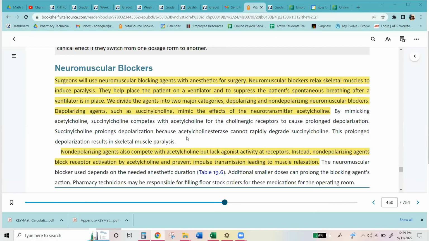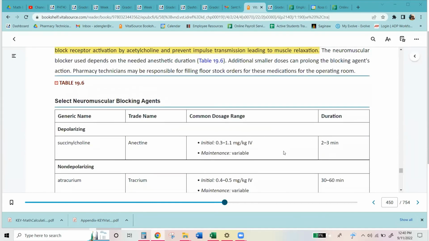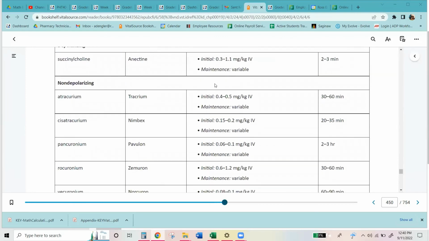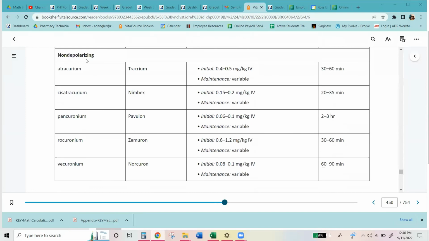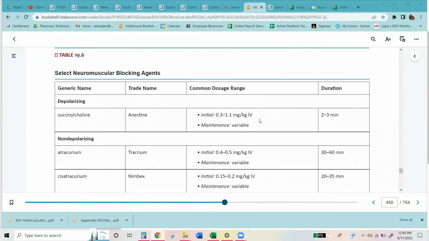Depolarizing agents such as succinylcholine mimic the effects of the neurotransmitter acetylcholine. Non-depolarizing agents also compete with acetylcholine but lack agonist activity at receptors. Instead, non-depolarizing agents block receptor activation by acetylcholine and prevent impulse transmission, leading to muscle relaxation. And here are the select neuromuscular blocking agents: succinylcholine, which is the depolarizing, and then we have all these non-depolarizing, and you can see these are all IV injections. So this should never be something that someone's getting in a retail pharmacy by any means.